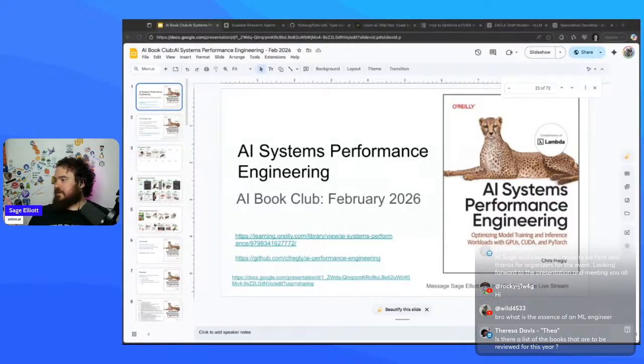I see some questions coming in. Someone said, is there a list of books that are to be reviewed for this year? I'll cover that here in a second. So let me go ahead and get going on the slides. I think this will answer some of the questions.